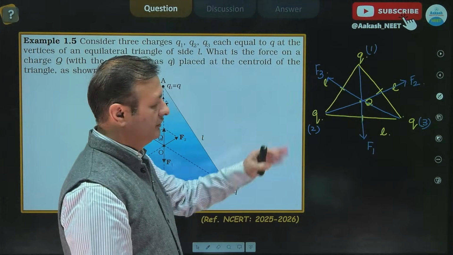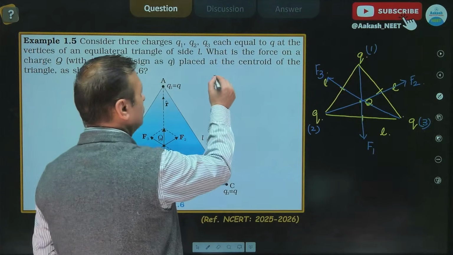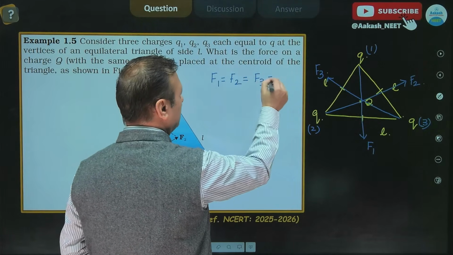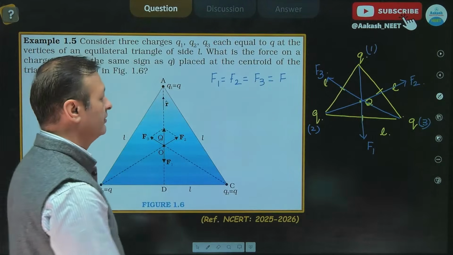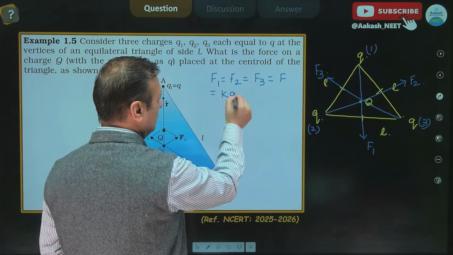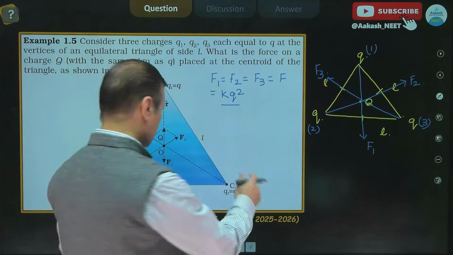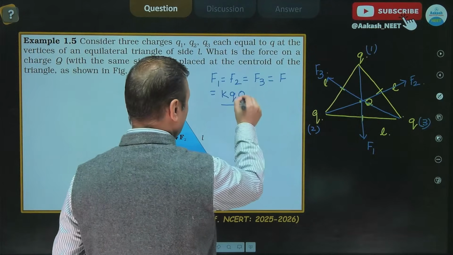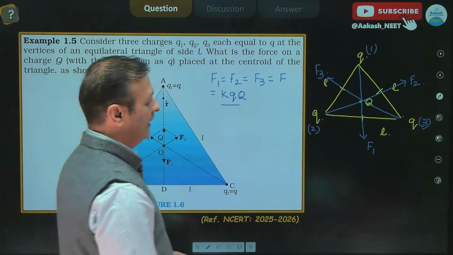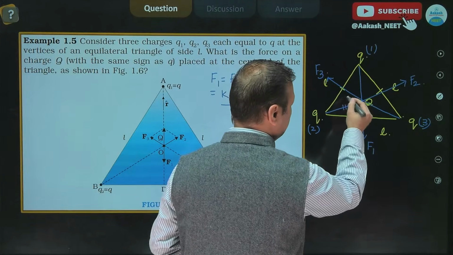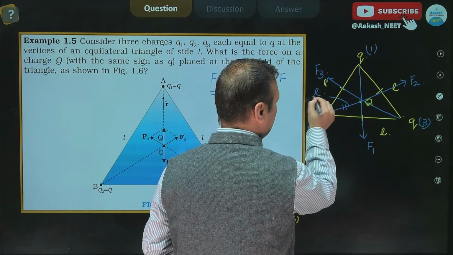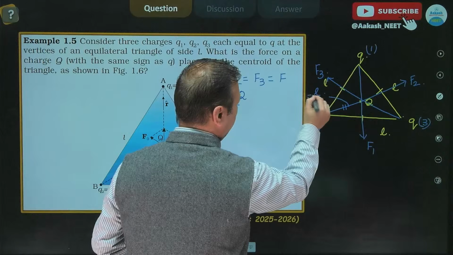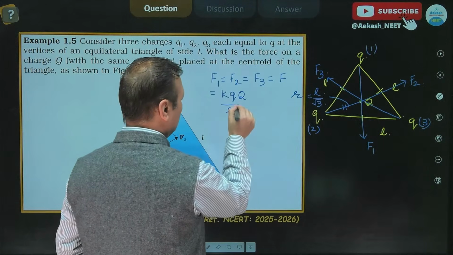Now if you look at these forces individually, can you see that forces F1, F2 and F3 are all of equal magnitude, and this is equal to k q Q by R squared, since one of the charges is capital Q. And this distance, let's suppose we call it R, is basically L by root 3. So this is R squared.